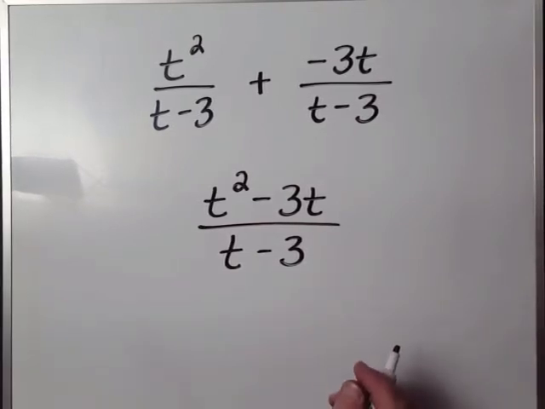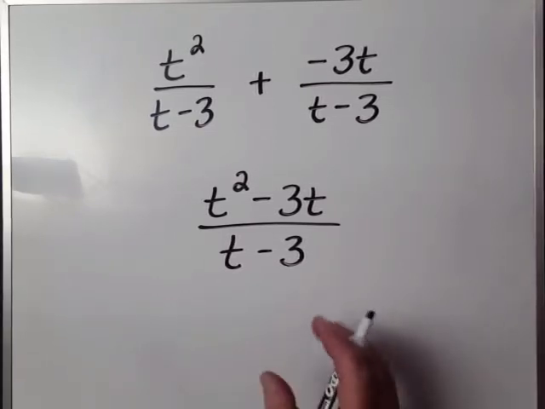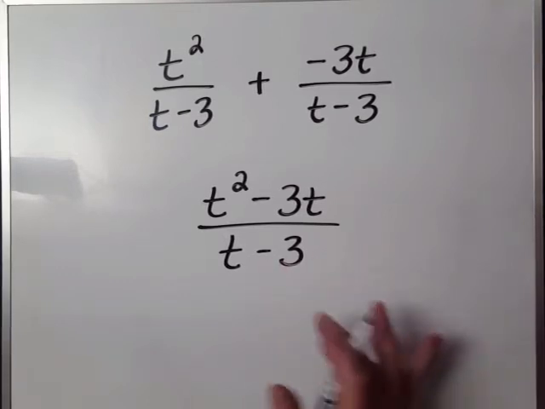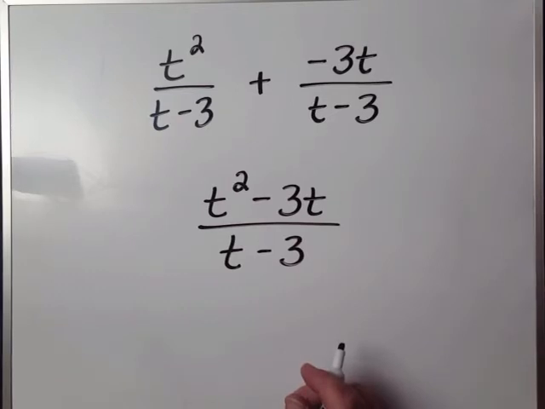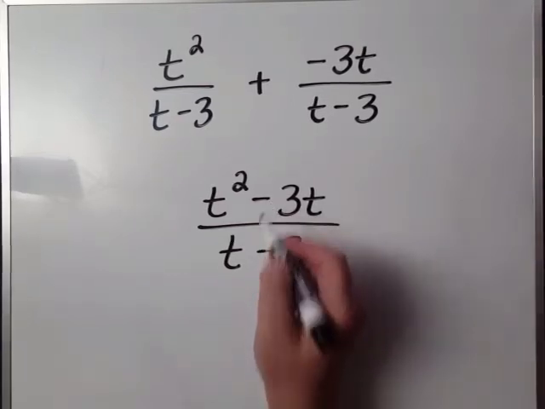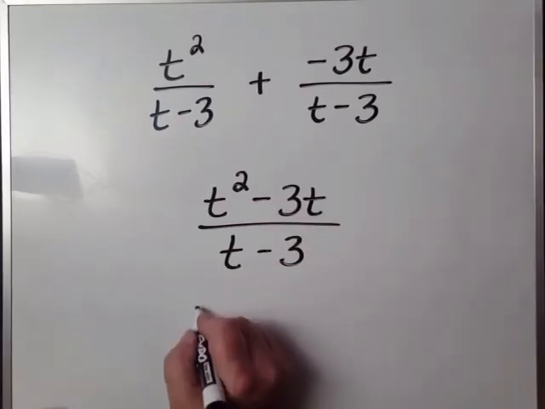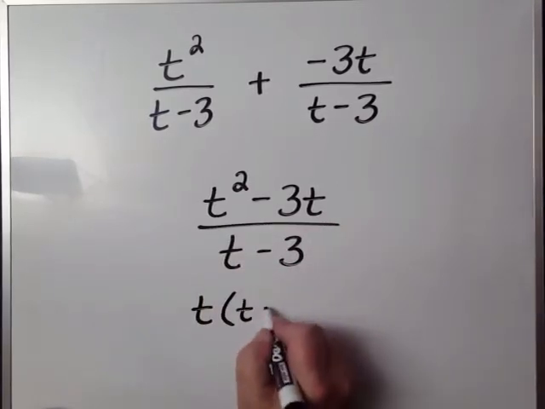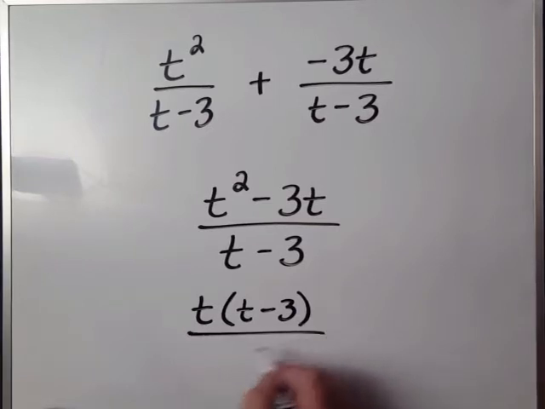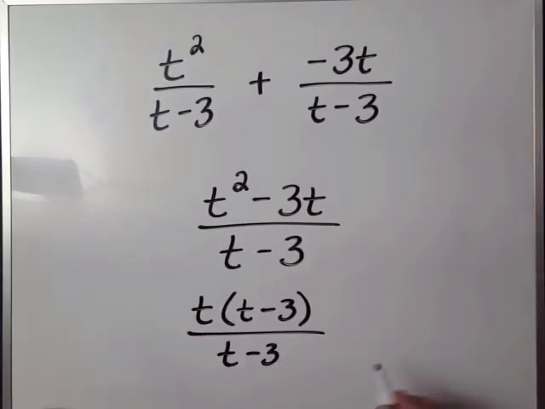Now check for lowest terms. How do I check for lowest terms? I check to see if there are any factors common to the top and bottom. If I'm checking for factors, I need to see everything in factored form. Let's get the top and bottom factored completely. And this numerator has a greatest common factor of t that I can factor out, which will leave t minus 3. The denominator is prime.